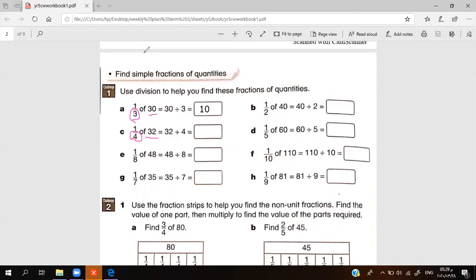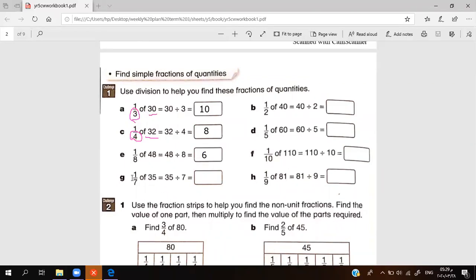Okay, it's going to be a what? Number C. It's going to be an 8. Okay, what about number E? 8th of 48. This means I will divide the 48 by the 8. Okay, it's going to give me a 6.